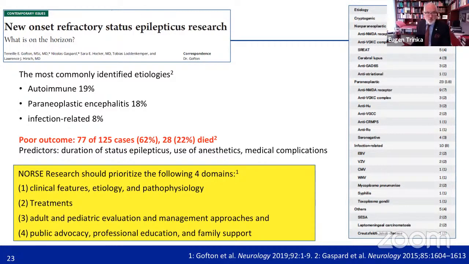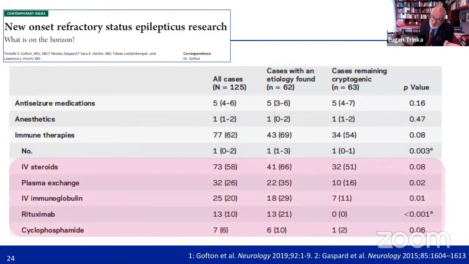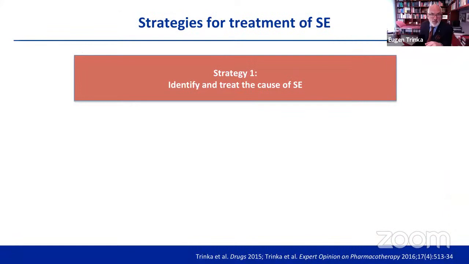And there is, of course, a poor outcome with 22% mortality in this series, quoting Larry Hirsch and Tobias Lodenkemper and Sarah Hocker's group, Nicolas Gaspard and Tenel Gofton. So we should look for the causes very deeply and treat them. Treat them with immune modulators, as you see here. That's just an outlook of what comes later.